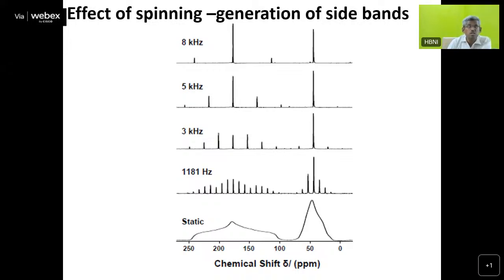And another way is also there. When you do the experiment, you do it at 5 kilohertz and also at 3 kilohertz. Then, if the positions remain the same, it's a genuine peak and an isotropic peak. It is characteristic of the sample.